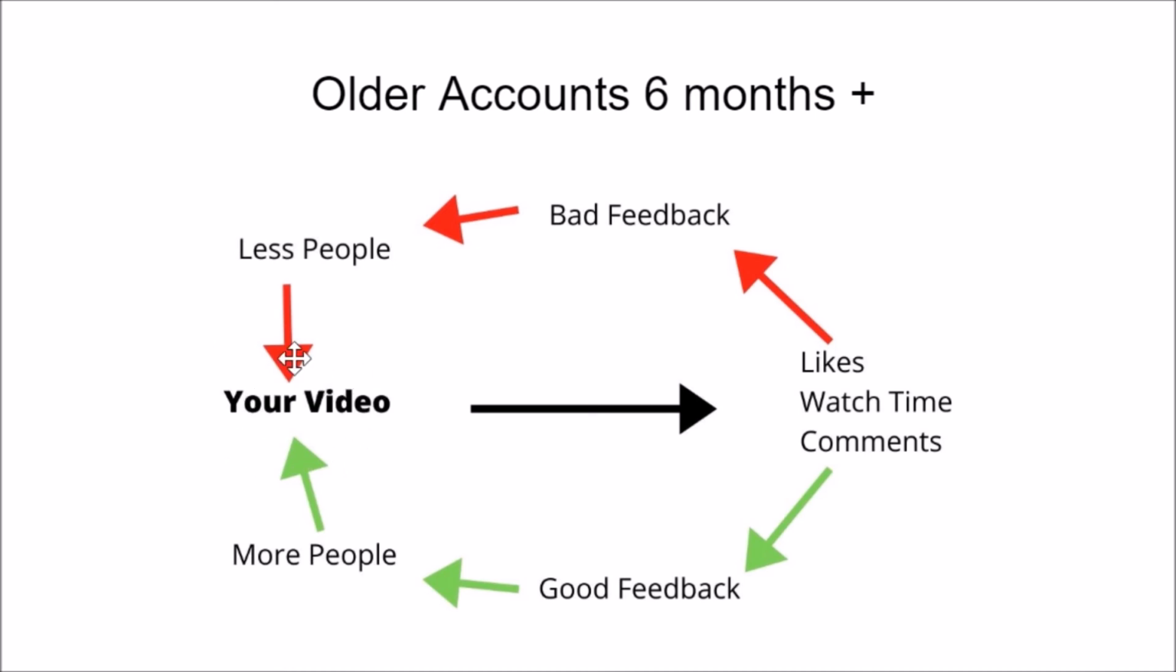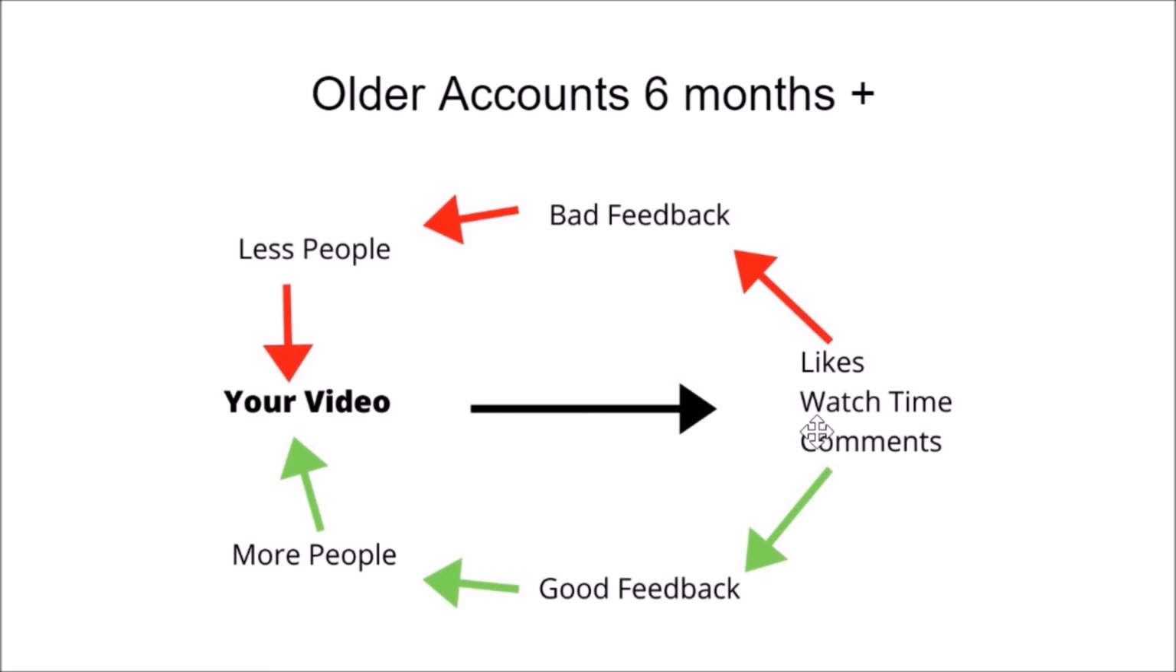basically, you've got your YouTube video right here, and once you post it, you're going to get feedback from it. There are multiple variables to this feedback, but the main three are your likes, your watch time, and your comments. Lots of likes are going to be good feedback. A lot of dislikes are obviously going to be bad feedback. If your video has a super high watch time, obviously you're going to get good feedback. If your video has terrible watch time and 5-second drop-off rates, that's going to be bad feedback.